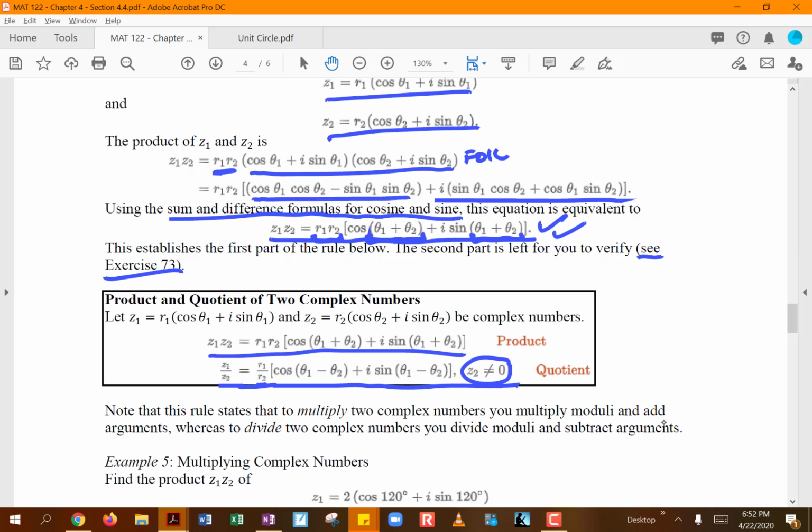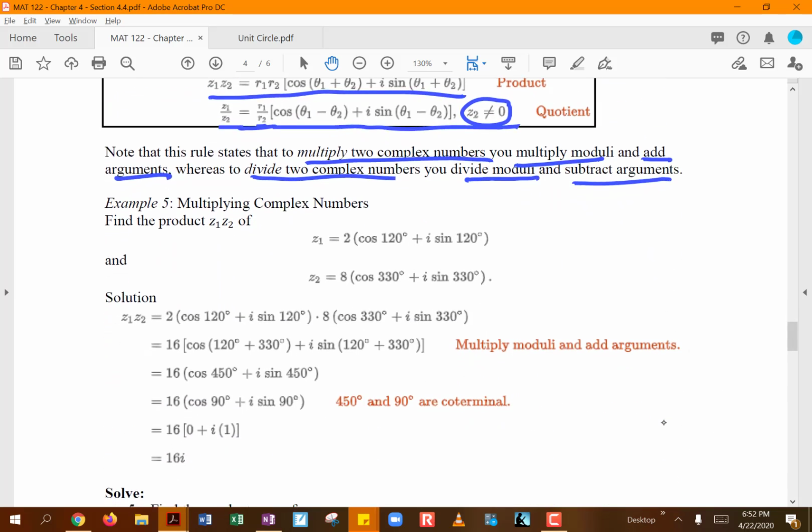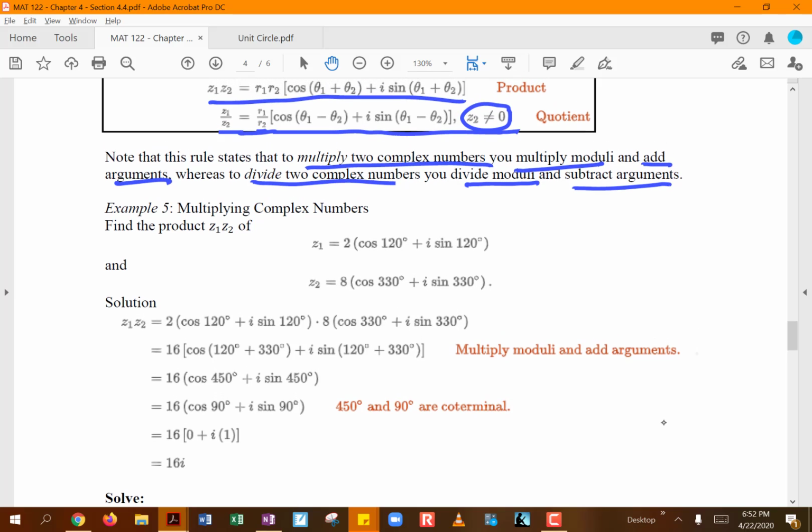Okay, so basically what's happening in the multiplication of the two complex numbers, you multiply the moduli and you add the arguments. Remember, again, arguments are the thetas. And then when you are dividing, you divide the moduli and you subtract your arguments. Okay, so let's go ahead and put this in action. So let's look at example 5 over here.